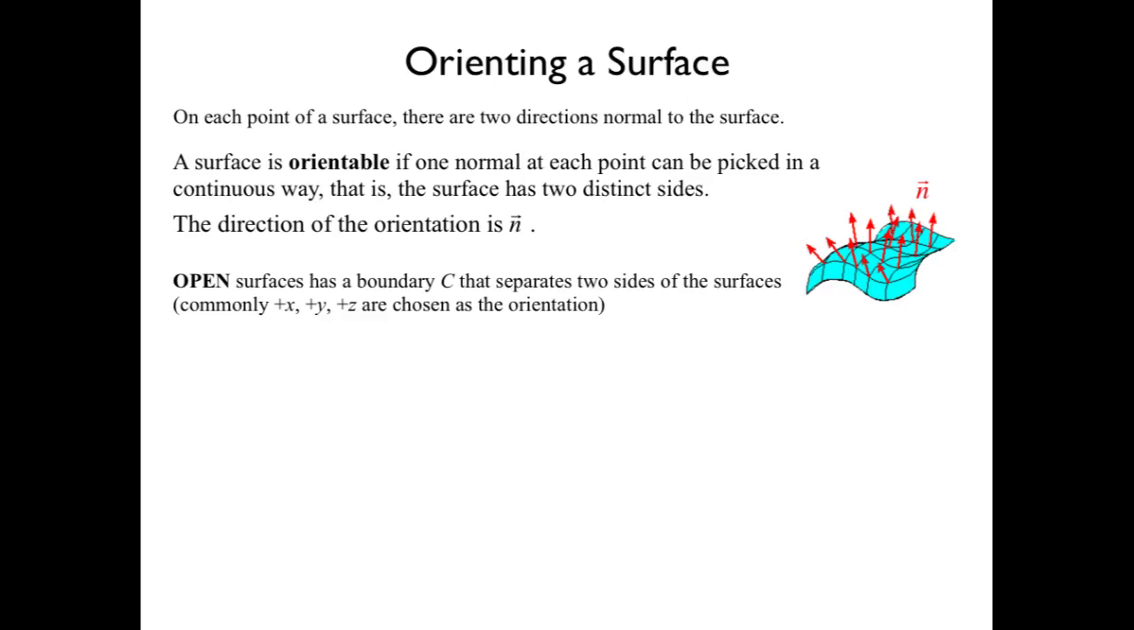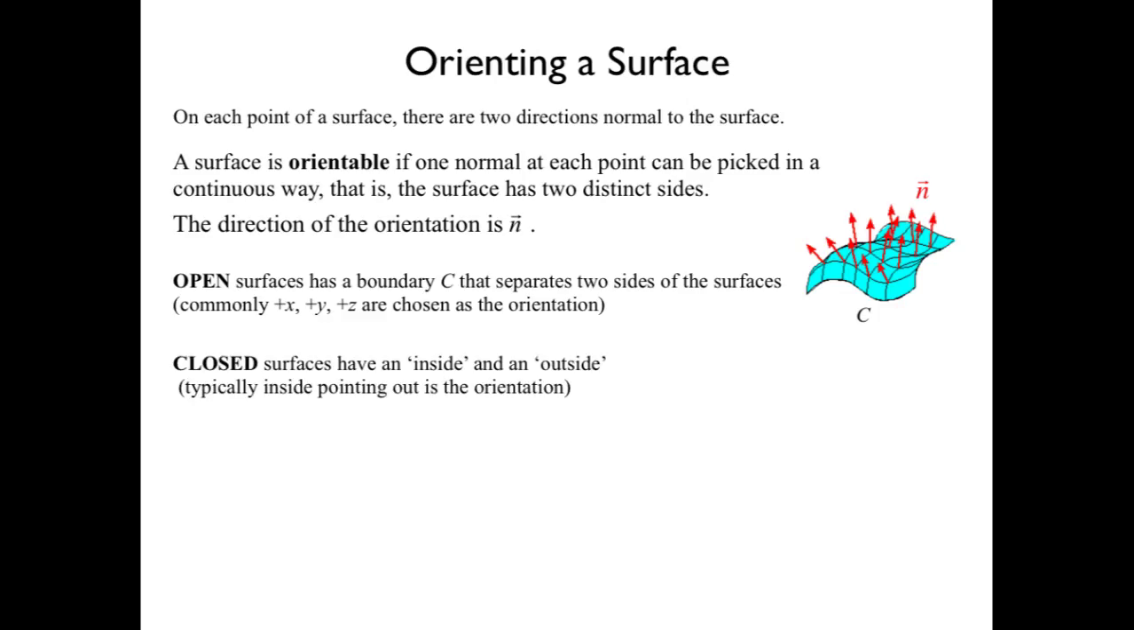So what's a closed surface? A closed surface is a surface that has an inside and an outside. The surface kind of creates a solid, right? So there's an inside and an outside. So here I'm showing the orientation of this closed surface as outward orientation, right?